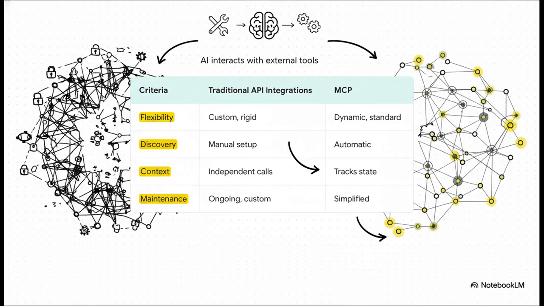But for me, the most important row here is context. In the old world, every API call is a one-and-done deal. It has no memory. With MCP, it actually tracks the state of the conversation. So, if you ask it to find flights to Tokyo, its next move isn't random. It knows you're going to Tokyo and can start looking for hotels. That's not just an improvement. It's a fundamental shift in how these systems can work.